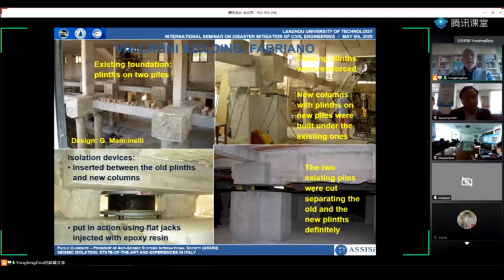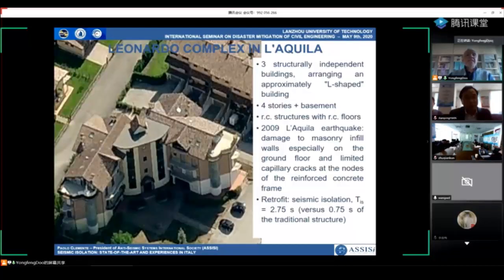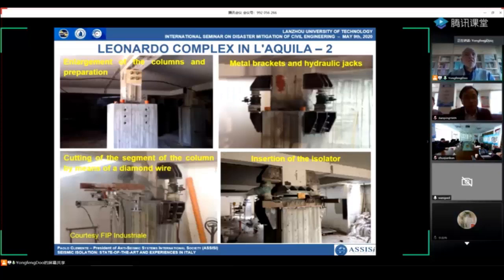In this other case, instead, the devices were inserted by cutting the columns. The column was first enlarged in the lower portion, as you can see from the left top picture. Then metal brackets were used and hydraulic jacks were put between them to unload the portion of the column to be removed. The segment of the column was cut by means of a diamond wire. And finally, the isolator was inserted in the column.